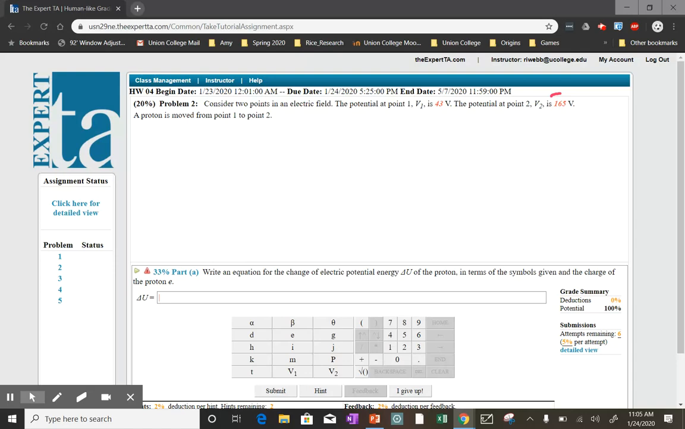Yeah, problem 2. Consider 2 points in an electric field. The potential at point 1, V1, is 43 volts. The potential at point 2, V2, is 165. Protons move from point 1 to point 2. Write an equation for the change of potential energy.